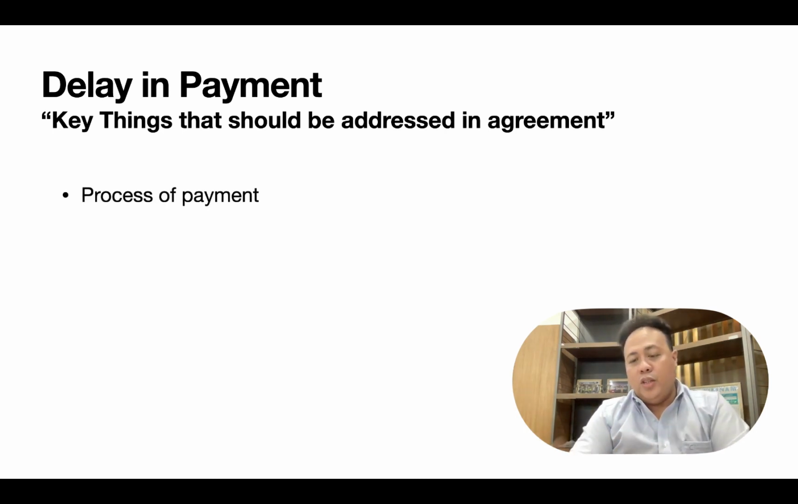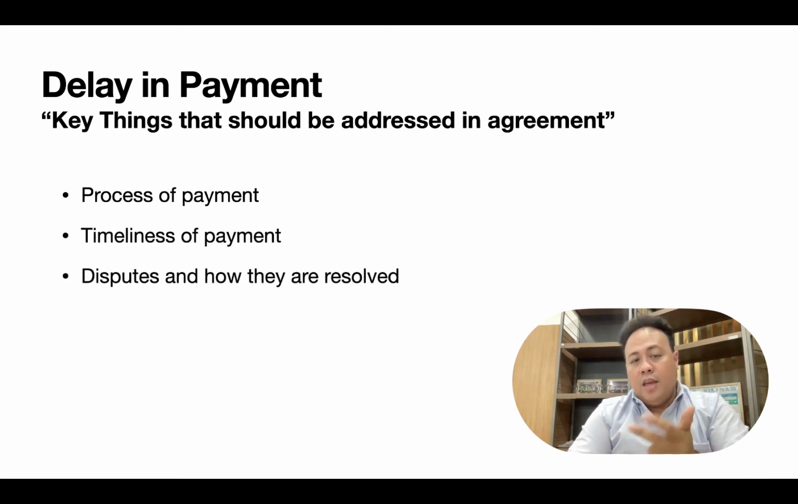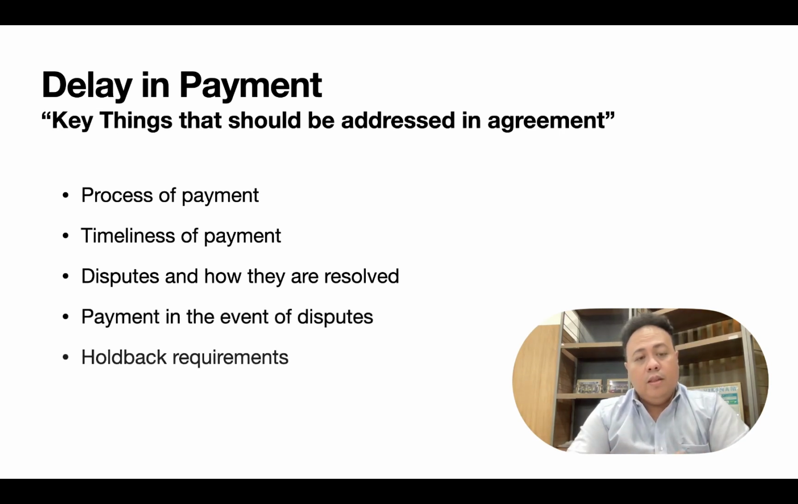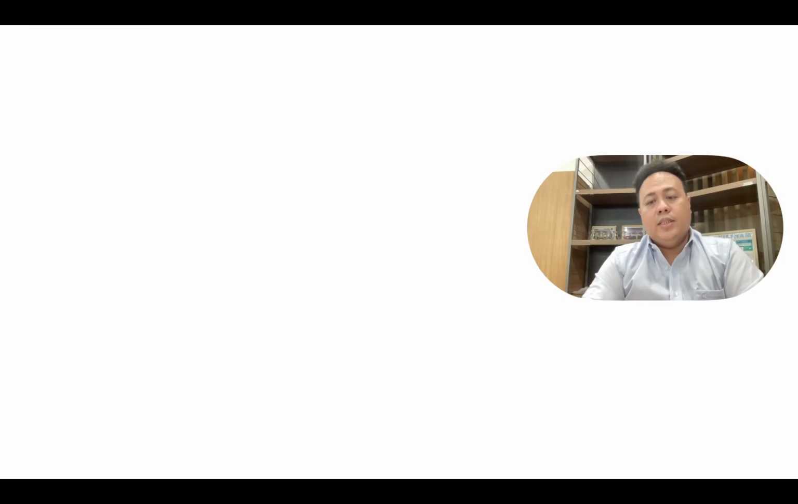What key things should you address during the agreement, right? You should first agree on the process of the payment, the timelines of the payment, and the disputes, or in case there will be a dispute, how you will agree on the dispute, payment in the event of disputes, and holdback requirements.